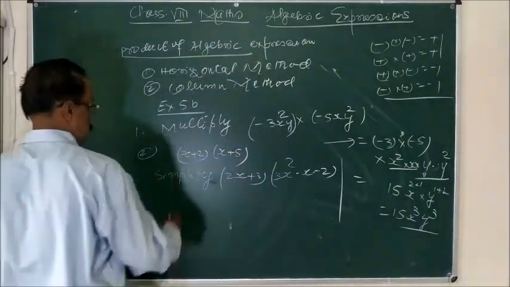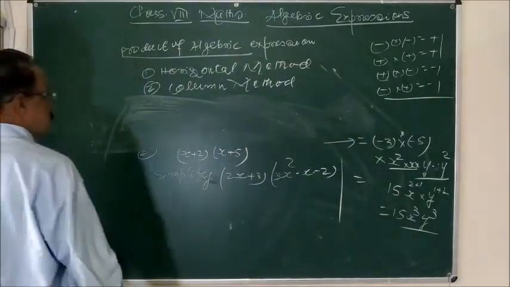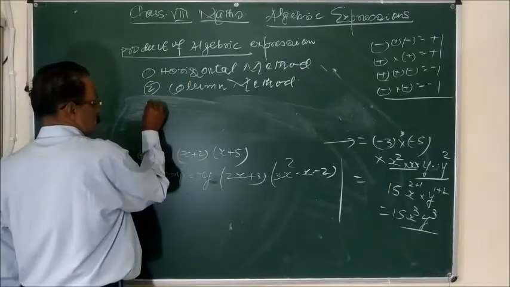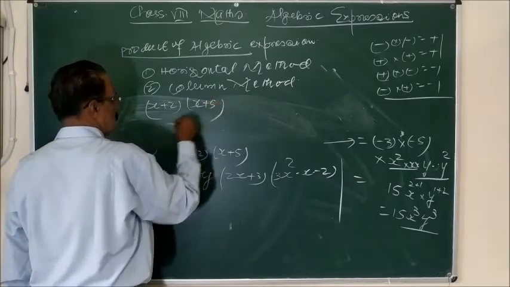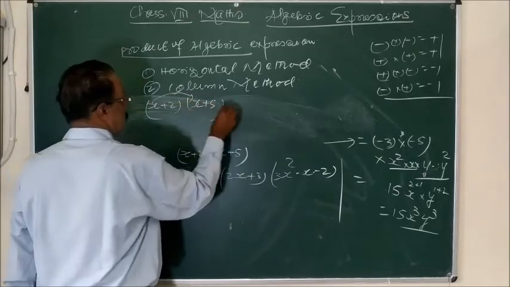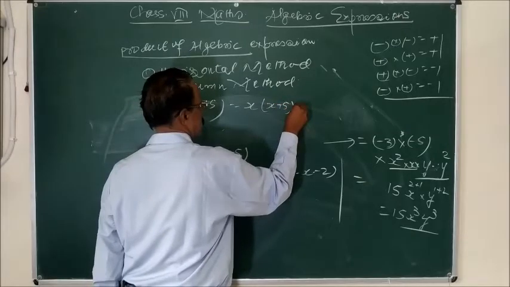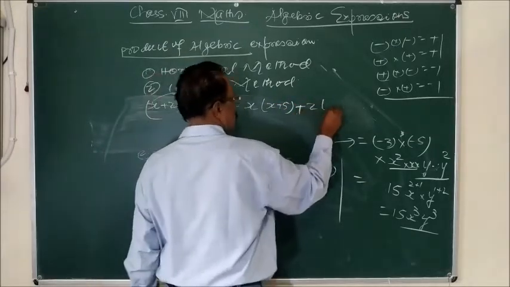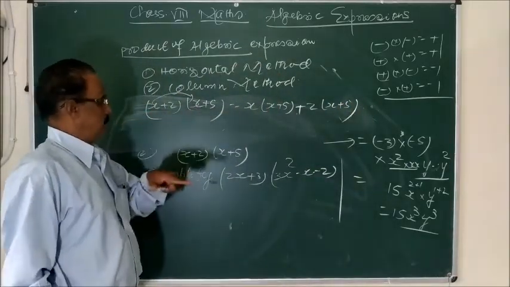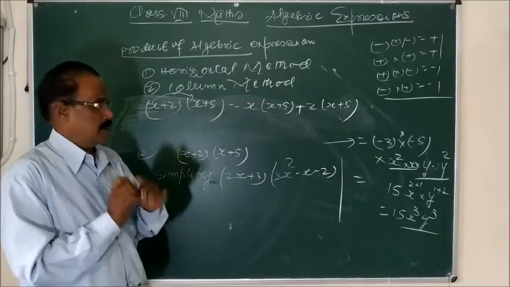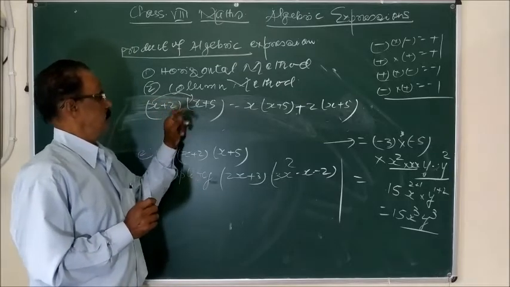Now you see question number 2. Binomial by binomial. So first you see the horizontal method. So x plus 2 into x plus 5. Now you multiply x into x plus 5, plus 2 into x plus 5. What do you observe here? You will multiply x into x and x into 5. Then you will multiply 2 into x and 2 into 5.